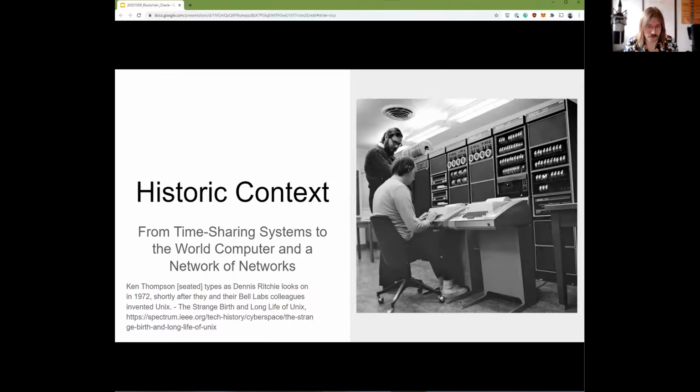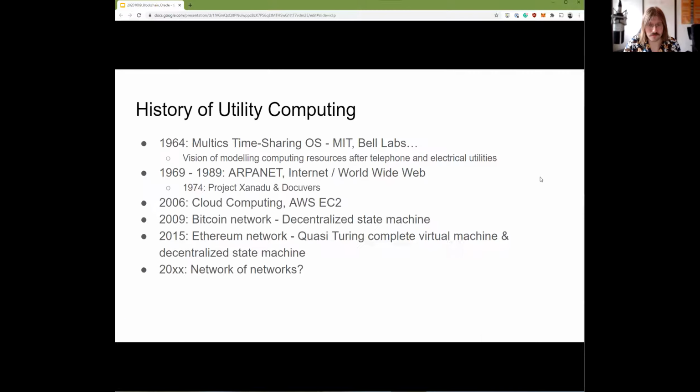We see here Dennis Ritchie and Ken Thompson in the 70s, basically while they are inventing or programming Unix. And it might make sense to classify at least the public blockchain networks as a class of utility computing. Utility computing is kind of a widespread thing, but maybe not many people think about what utility computing actually means. And in a certain way, it started in the 60s.